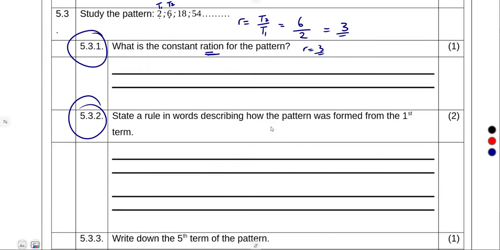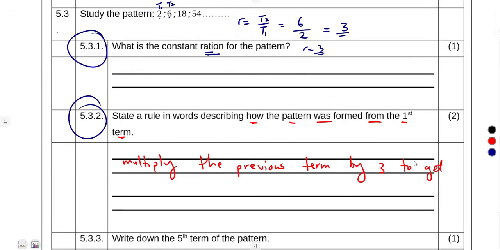Then state in words describing how the pattern was formed from the first term. How was it formed from the first term? Since there is a ratio of 3, you multiply 3 to the previous term to obtain the next term. So simply here, in words, we are going to say multiply the previous term by 3 to get the next term. All right, that was the concept.